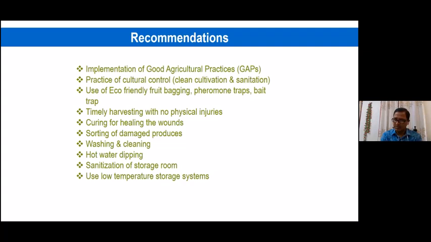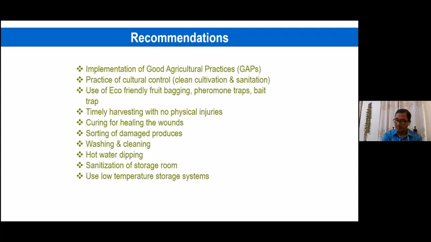Except for root crops and tuber crops, other fruits and vegetables can be washed. Washing and cleaning can help to eliminate organisms and insect pest infestation, and then dry and keep in store. That will help to keep them safe. And water dipping, water treatment, is another way for fruit crops that will help to eliminate disease and insects, and fruits and vegetables can stay a long time in the storeroom. And sanitization of the storeroom is important. If we want to store produce in the storeroom, we have to sanitize it using bleaching powder or other chemicals. If the storeroom is safe, then the produce will be safe for long days.